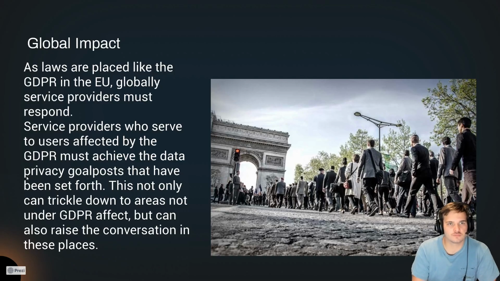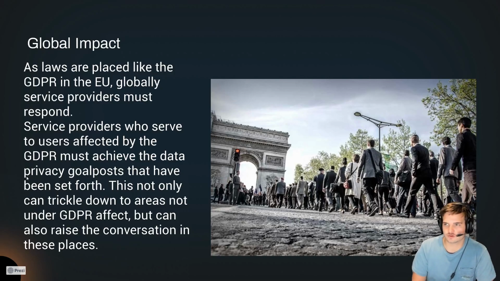Globally, as laws are made like the GDPR in the EU, service providers are forced to respond. So service providers, i.e. companies like Facebook, Google, etc., service providers who do serve users in the GDPR affected countries, so essentially anyone in the European Union, must have data privacy in mind for the GDPR, and they must achieve the goals that are set out by the GDPR.